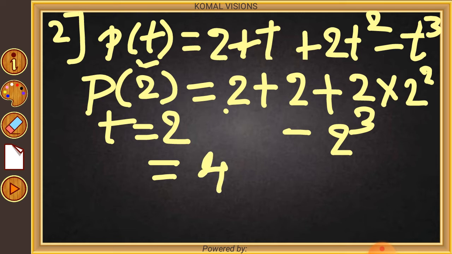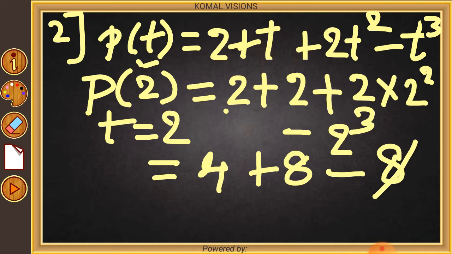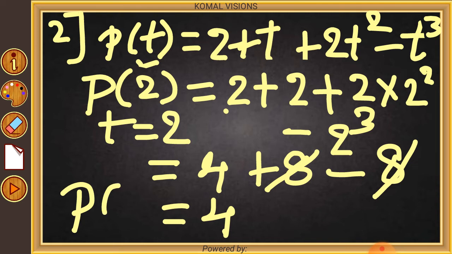This is equal to 2 plus 2. Here directly single digits are there, so I am just adding them up, plus 2 into 2 square is 4, so 2 fours are 8, minus 2 cube. You should multiply 2 three times, that means you will get 8 again. The 8s get cancelled, and we will get 4. So p of 2 is equal to 4. That means the value of the polynomial at p of 2 is 4. That's it. Isn't it simple to solve?